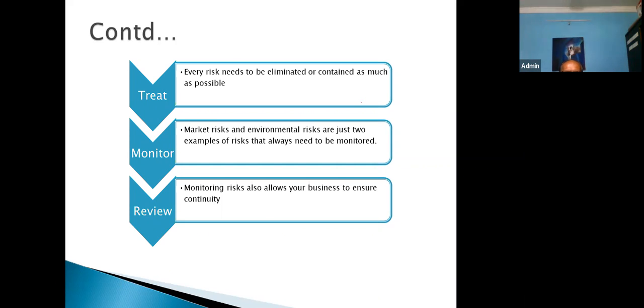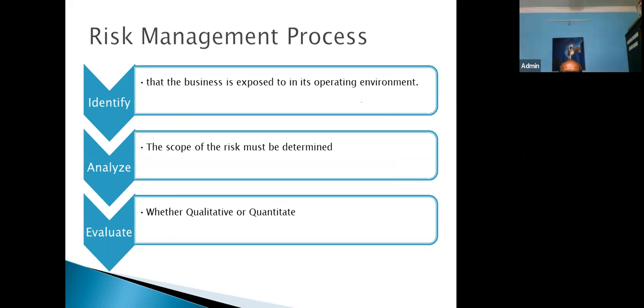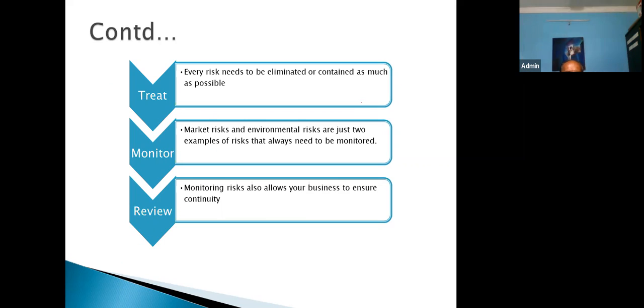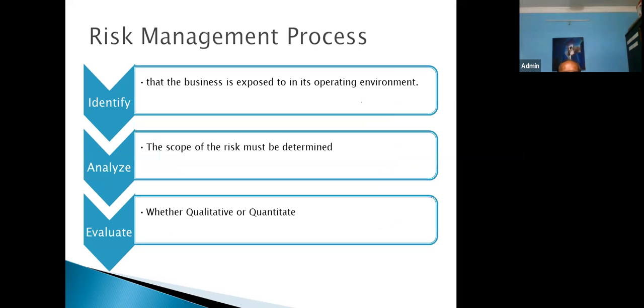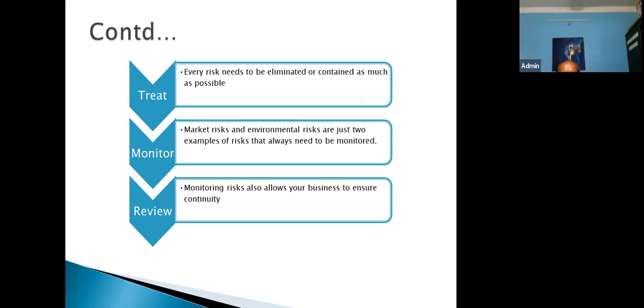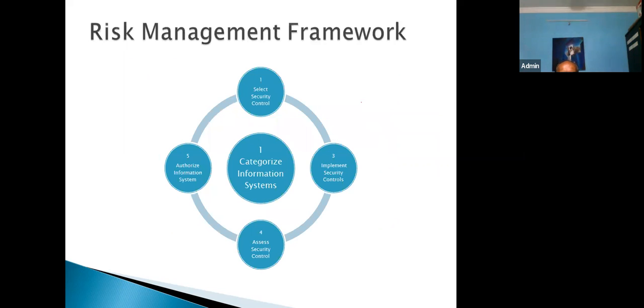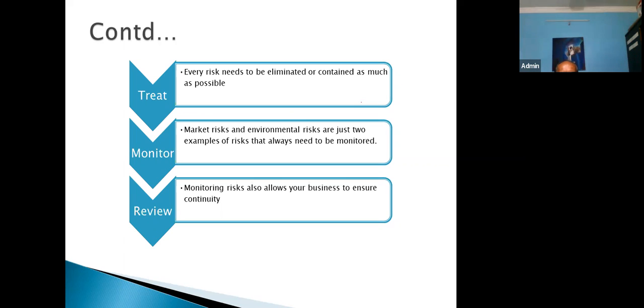So again, I am showing you this particular slide, risk management process. In the risk management process, there are 6 phases, 6 steps. We can say steps or phases: identify, analyze, evaluate, treat, monitor, and review. So this was about the risk management process.